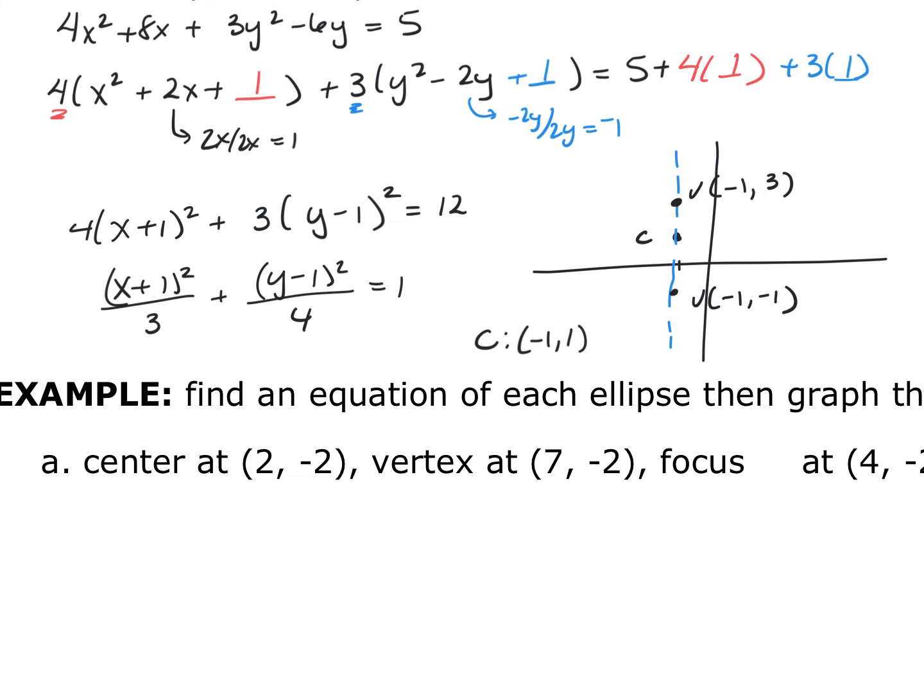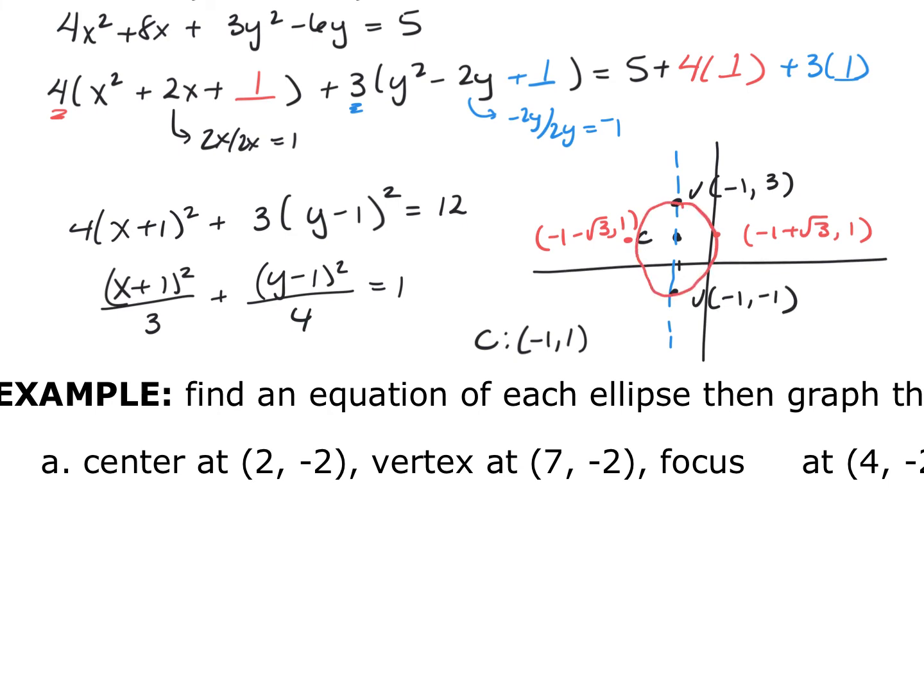So I'm going to go the square root of 3, which is slightly more than 1, but less than 2. So it's probably about right here and probably about right there. So this is going to be -1 plus the square root of 3, 1. These are my minors. And this is going to be -1 minus the square root of 3, 1. Those are my minor vertices. So I know what my graph is going to look like, something like that.